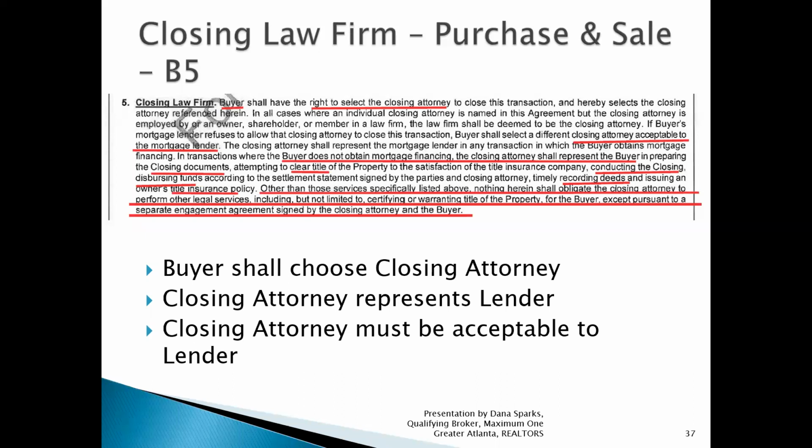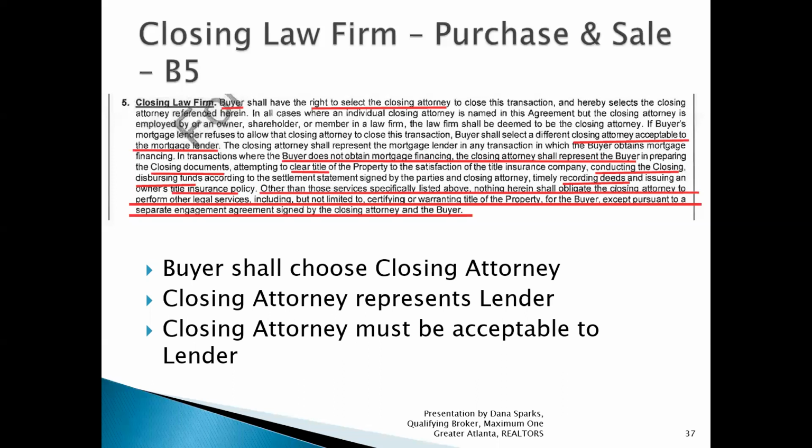If there is a loan, then the closing attorney represents the mortgage lender. If there is no loan, whom does the closing attorney represent in the GAR contract? Type it in the chat. No loan. Who does the closing attorney represent? Seller, buyer, buyer, buyer. All right, no one. Okay, a lot of interesting answers.